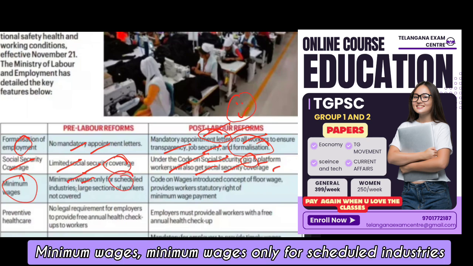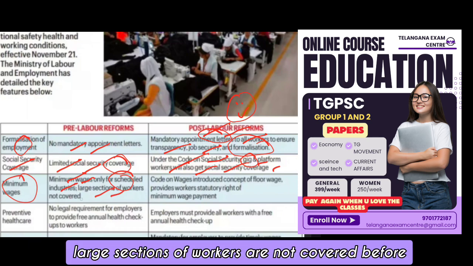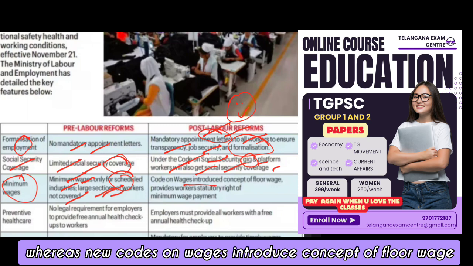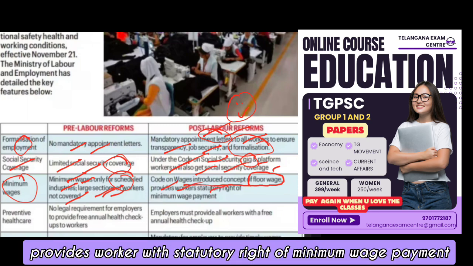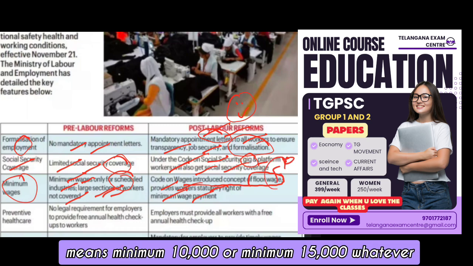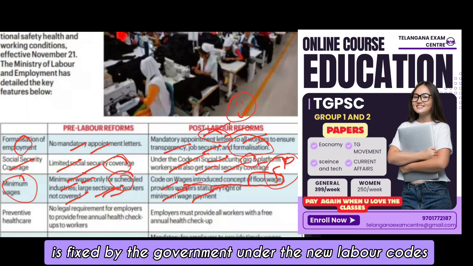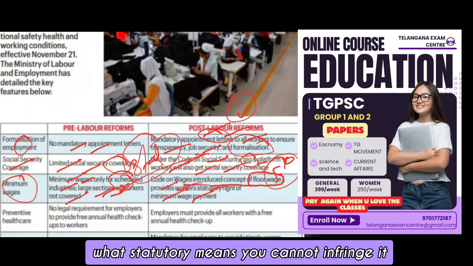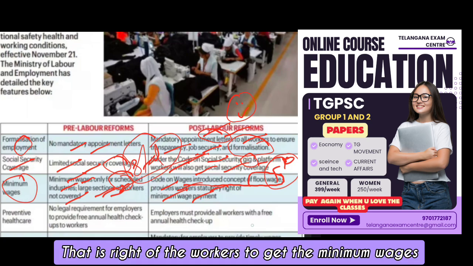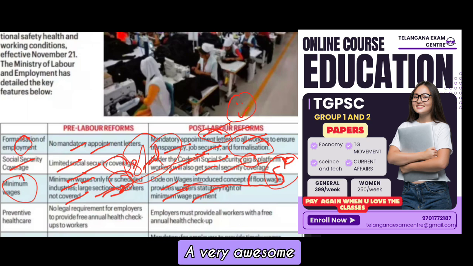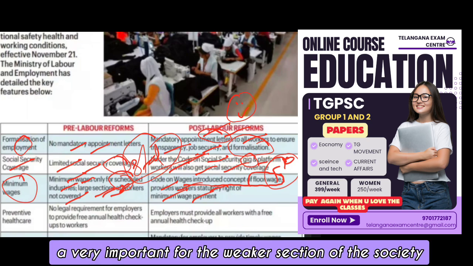Minimum wages. Minimum wages applied only to scheduled industries. Large sections of workers were not covered before, whereas the new codes on wages introduce the concept of a floor wage, which provides workers with a statutory right to minimum wage payment, meaning minimum 10,000 or minimum 15,000, whatever is fixed by the government under the new labor codes. This has now become statutory. You cannot infringe it. That is the right of the workers to get the minimum wages decided under the new labor codes. Very awesome, and very important for the weaker sections of society.